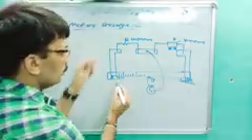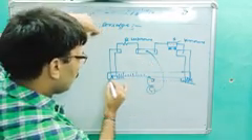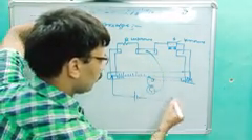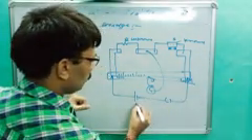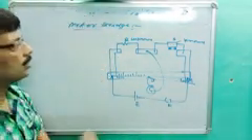Okay. Here you will put the battery or cell between A and C, and a key. So this is the cell, this is the key. So this is the circuit diagram of the meter bridge.